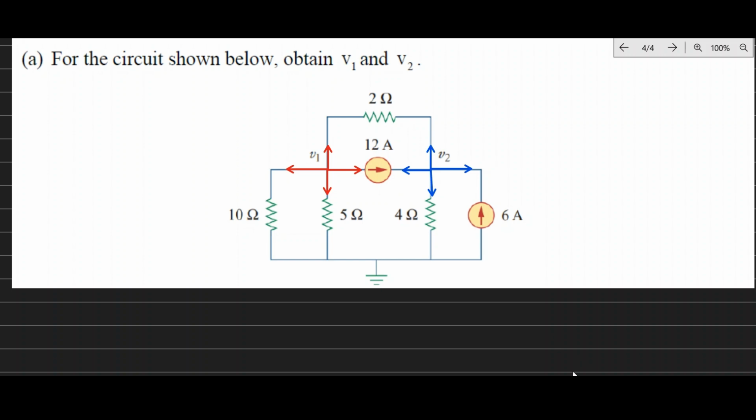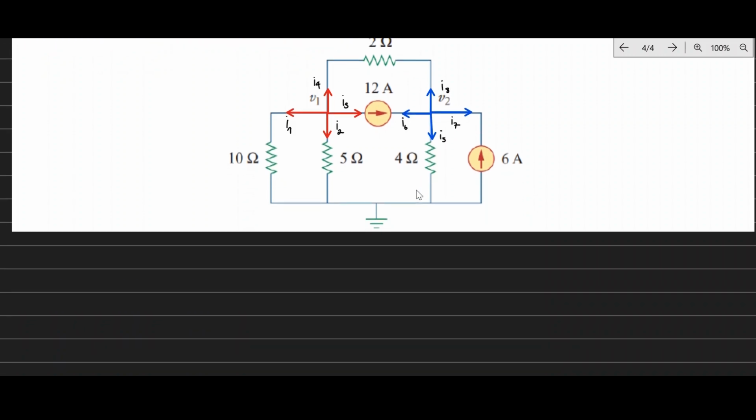Now you're going to give names to these currents. So I'm going to call this one I1, this current I2, this current I3, this current I4. Then here I'm going to call this I5, I6, this one I7, and this one I8.